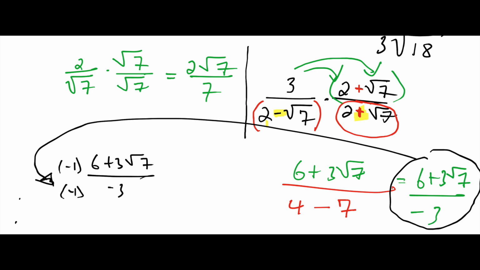All right, if we multiply top and bottom by negative 1, what do we get in the bottom? What do we get on top? Negative 6 minus 3 root 7. And if you have negative 2 minus root 7, then the conjugate would be negative 2 plus root 7.